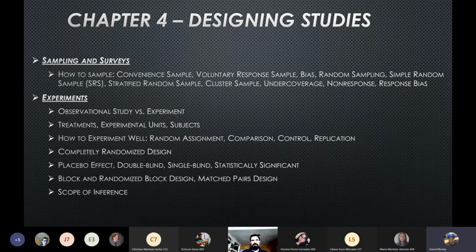Control in this sense does not mean a control group. We don't always need a control group. Lastly, we have replication, meaning we should have enough size in our study to actually get verifiable results.